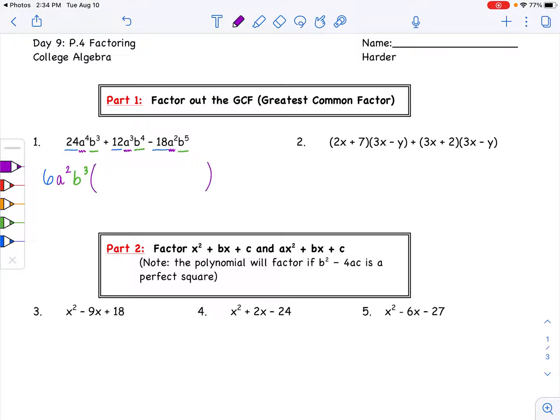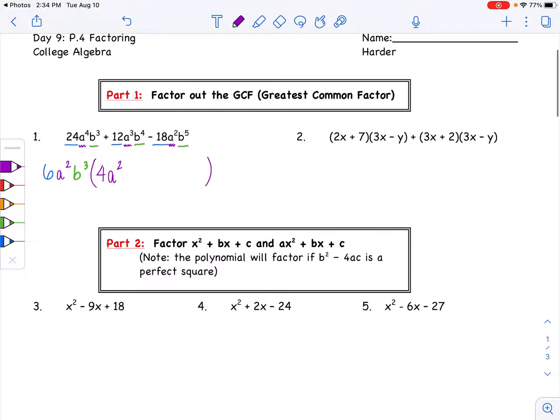Now I have to factor out each term. I have to divide out the greatest common factor. 24 divided by 6 is 4. A to the fourth divided by a squared, remember you subtract exponents. And b cubed divided by b cubed is 1. It goes away.